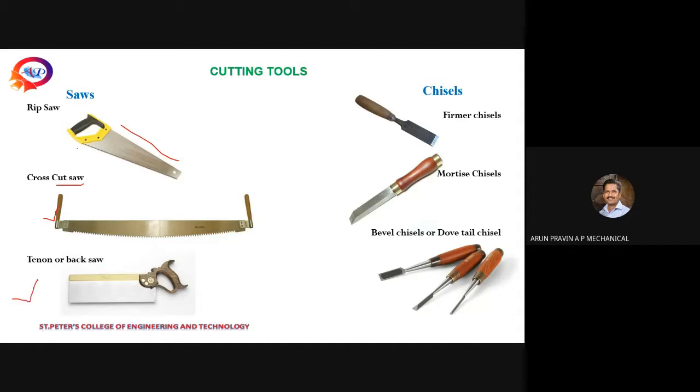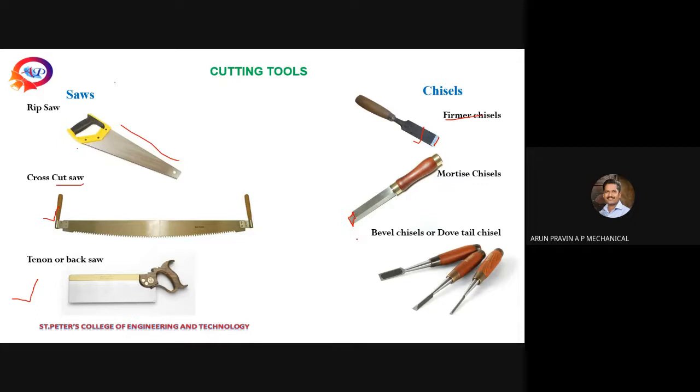So only general away and home central we use this cutting center. These are the types of source. Then chisels. Chisels are mainly based on this shape. The shape-based chisels may be divided like this. So first one is former chisel. This is a general chisel. Then mortise chisel. All of them will be used to cut your workpiece only.